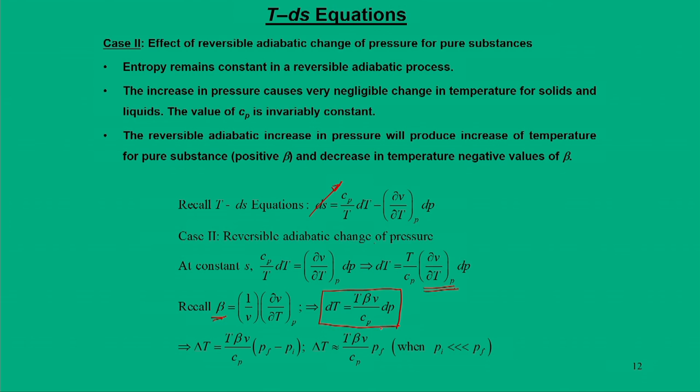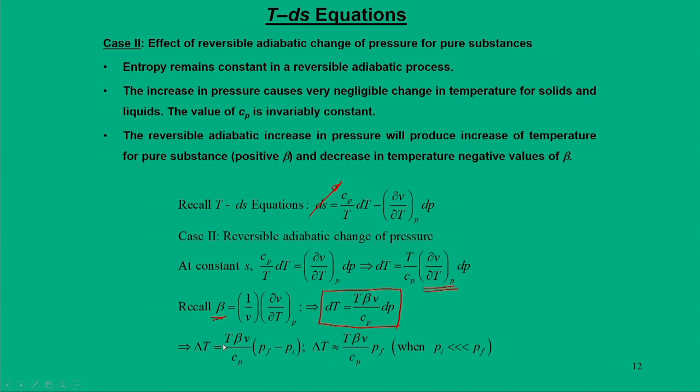After putting this in, we get the temperature change when there is an increase in the pressure at constant entropy. So, the rise in temperature for the pure substance is equal to T beta V by Cp into (Pf minus Pi). And when Pi is much less than Pf, delta T becomes T beta V by Cp into Pf. Okay, so this is all about the contents for the lecture today.